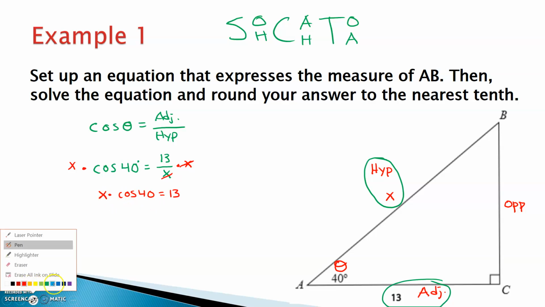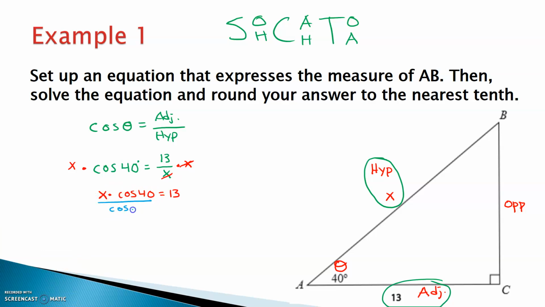So how do I solve for x now? How do I get that x by itself? Well, what's the opposite of multiplying by cosine 40? We have to divide by cosine 40. Whatever I do to one side, I do to the other. Now the cosine 40s cancel out, and I drop down x is equal to 13 divided by cosine 40.